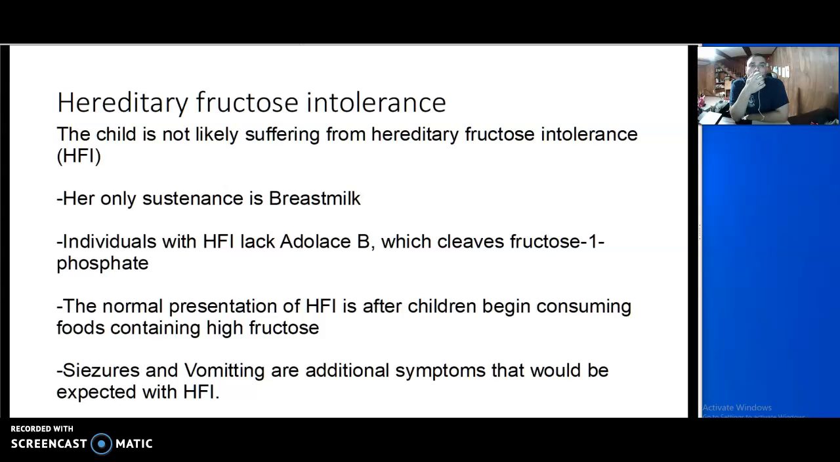Normally, presentation of HFI occurs when children begin consuming foods containing a high amount of fructose, but the individual with HFI is lacking aldolase B to cleave fructose 1-phosphate and move it along the chain. This inability to cleave the fructose 1-phosphate ends up leading to seizures after vomiting, which are symptoms that are just not presented in the case study.